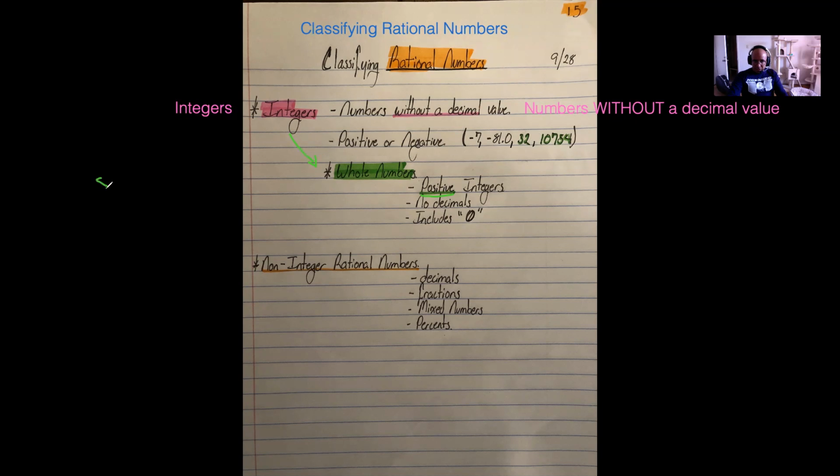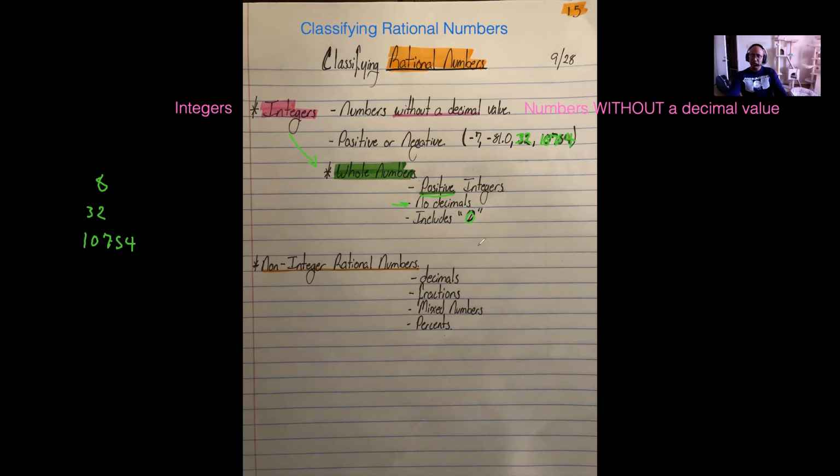Like the number 8 that we just saw, like the number 32, like the number 10,754. All of those previous examples, I was putting them in green for a reason, because not only are they integers, but they are positive integers, which makes them whole numbers. So whole numbers are integers that are positives. Again, because they are integers, they have no decimals. And aside from positive integers, these whole numbers include the number 0.